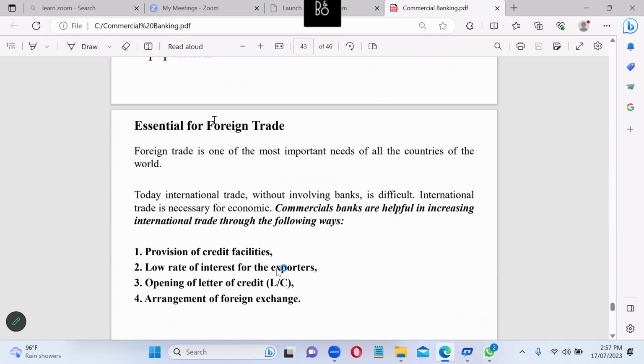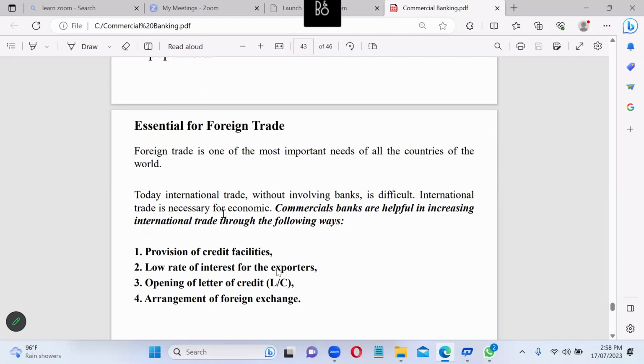Another thing that is essential for foreign trade is the commercial bank. Commercial banks are very essential for foreign trade, meaning import and export. Today, without international trade, we cannot get things frequently, because we are not producing all things in our nation. With the lack of resources, we cannot produce everything in the nation, so we depend on another country.